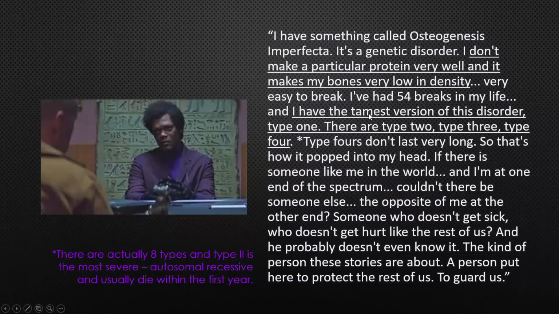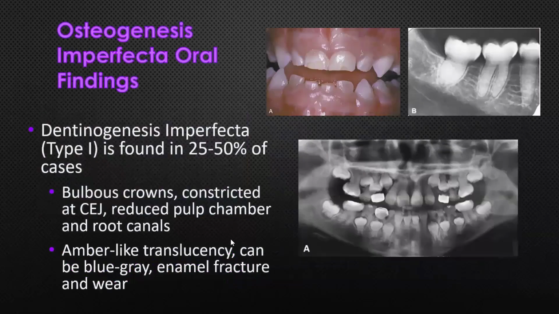There are a lot of different versions of the disorder. He talks about type 2, 3, 4. He has a little bit off here. There are 8 types. Type 2 is actually the most severe. That's the autosomal recessive one, and they usually die within the first year. I think I saw similar stuff on board review material. So yeah, I changed this to 25 to 50% because depending on the source you look at, half or a little under half are going to have dentinogenesis imperfecta.